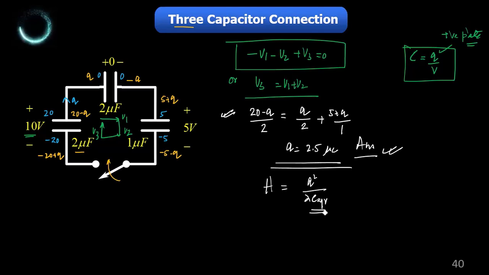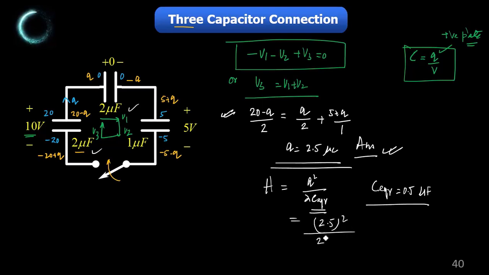Now what is C equivalent? C equivalent is the equivalent capacitance of the system. Here the three capacitors of 2, 2 and 1 are arranged in series. The 2 microfarad and 2 microfarad give 1 microfarad, and then 1 and 1 finally give 0.5. So C equivalent is 0.5 microfarad. If I put in these values, 2.5 whole squared divided by 2 into 0.5, ultimately 2.5 squared is 6.25, so the heat is 6.25 microjoule.